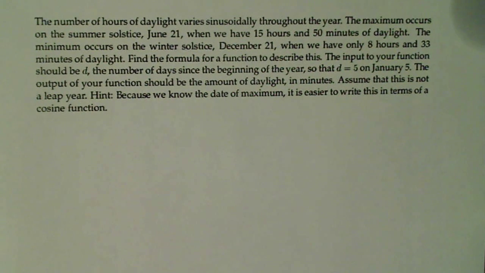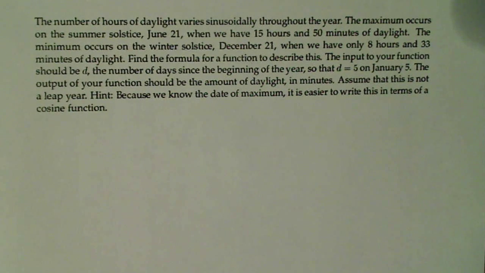So this is a trig problem that we're going to try to finish. It says the number of hours of daylight varies sinusoidally throughout the year. The maximum occurs on the summer solstice, June 21st, when we have 15 hours and 50 minutes of daylight. The minimum occurs on the winter solstice, December 21st. We have 8 hours and 33 minutes of daylight.